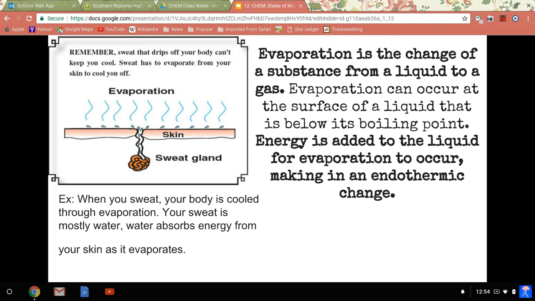To get this to happen, whether it's evaporation or boiling, energy has to be added to the liquid. So since you're adding energy in, energy's going in, it's endothermic. Those particles are speeding up. An example of evaporation would be sweating. So your body's cooled through evaporation. You sweat, it doesn't stay on there. Those particles evaporate off. If you've ever been to the beach in the summer, you go in the salt water, you lay out back in the sun, and eventually you just have salty skin. You're no longer wet. Evaporation.